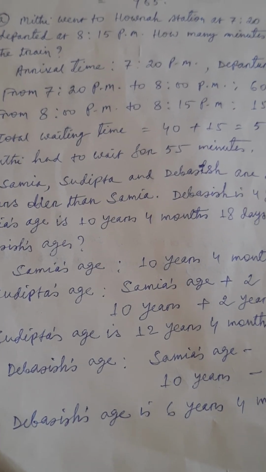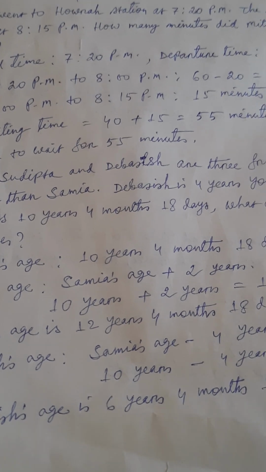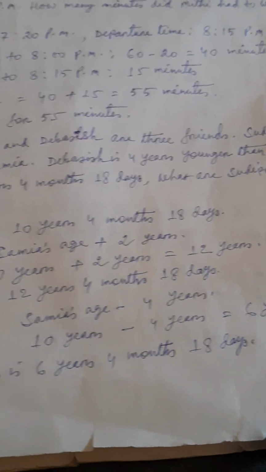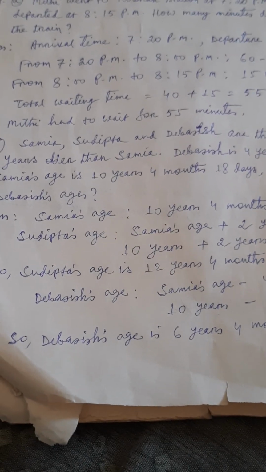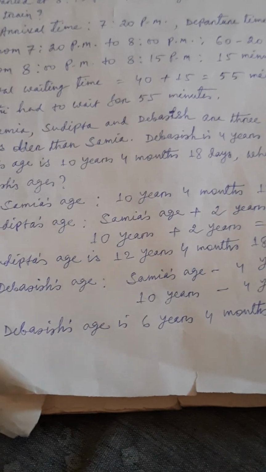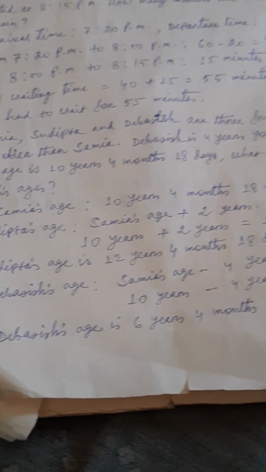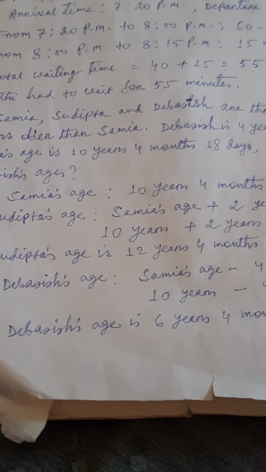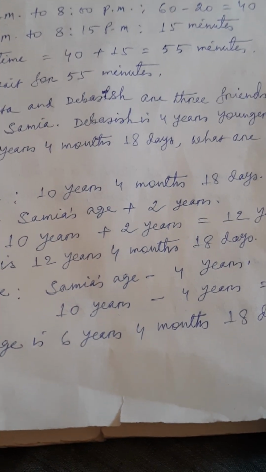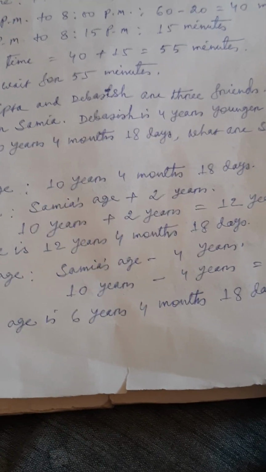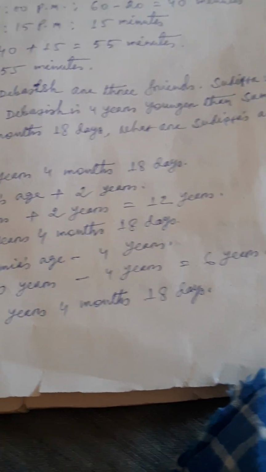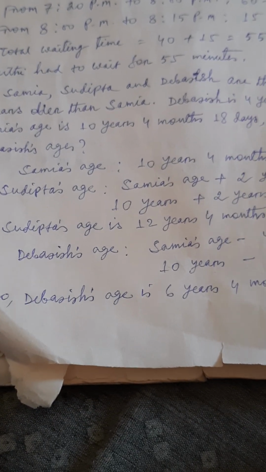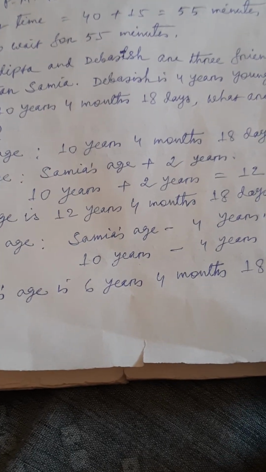Sudipta's age. Samia's age plus 2 years. 10 years plus 2 years is 12 years. So Sudipta's age is 12 years, 4 months, 18 days. Devashish's age. Samia's age minus 4 years. 10 years minus 4 years is 6 years. So Devashish's age is 6 years, 4 months, 18 days.